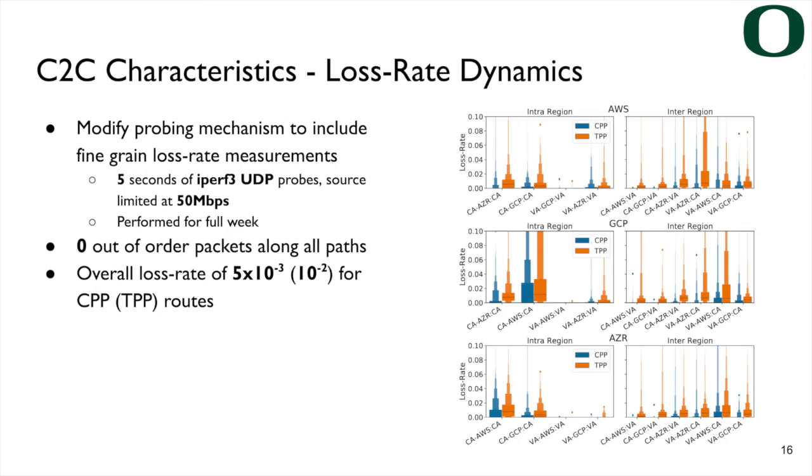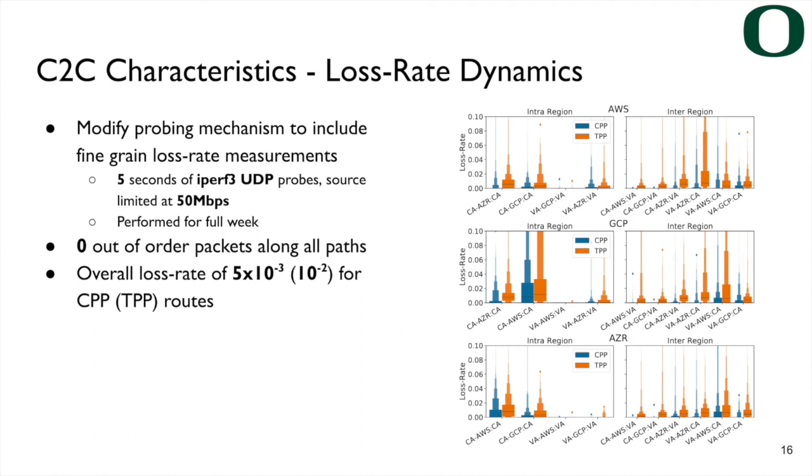To have a better understanding of the dynamics of this loss rate, we modified our probing mechanism to include more fine-grained measurement of loss rate. So for that, we added 5 seconds of UDP throughput measurement using iPerf3, but we source limited these throughput measurements to 50 megabit per second. So in an ideal setting, we would observe 0 packet losses. And these throughput measurements were performed for a full week.